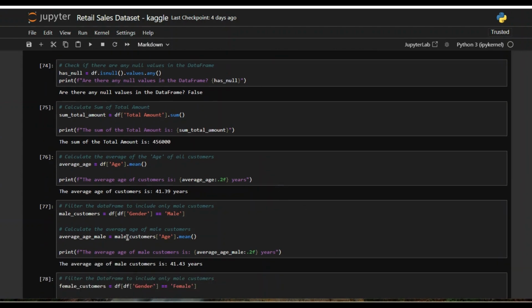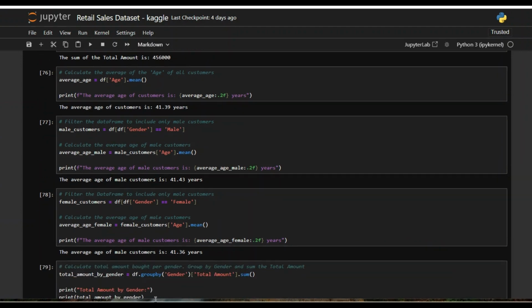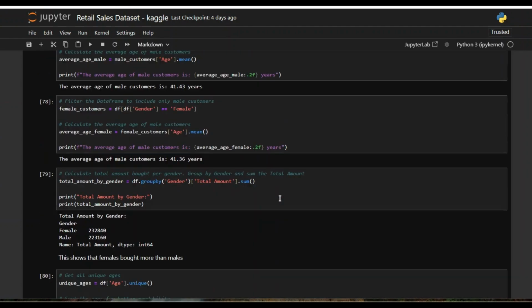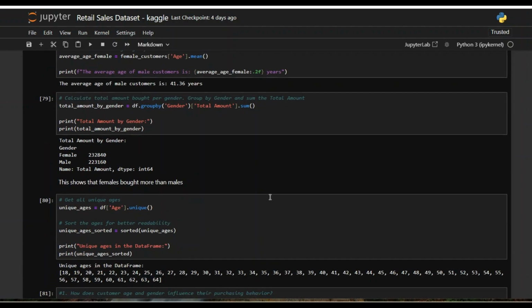Then the mean age. The mean age for all the customers is 41.39, and then the mean age for each gender is relatively almost the same, 41.43 for males and 41.36 for females. After which I did the total amount spent by each gender. For the male, we see 223,000, and for the female 232,000. Well, maybe not necessarily that most of the customers are females, but the female gender made more purchases, if we look at the total amount spent.